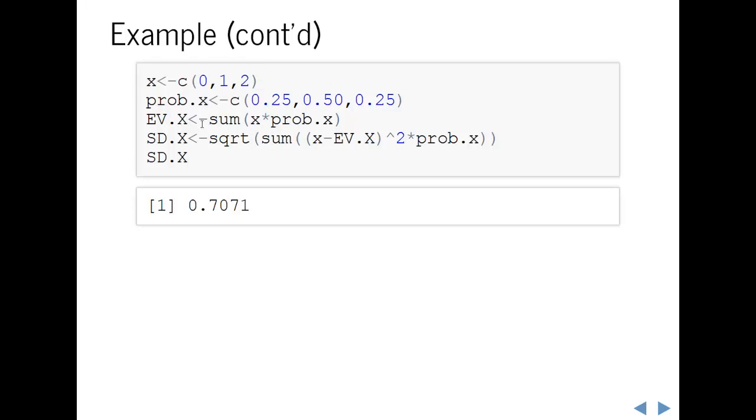Since we're trying to compute standard deviation, I'm not going to call expected value. I'm just going to use it in the next line where I actually define sd.x as the standard deviation using the formula that you saw a couple slides back. And then we call sd.x to see the standard deviation, and we see that it's 0.7071. Again, this code chunk is a good one to copy and paste and modify to help you compute standard deviations of random variables in the future.